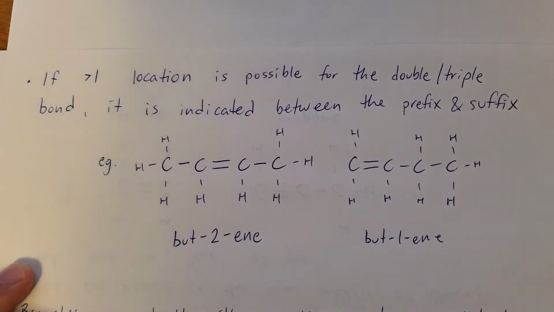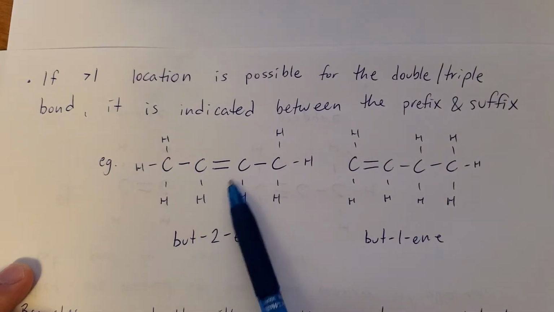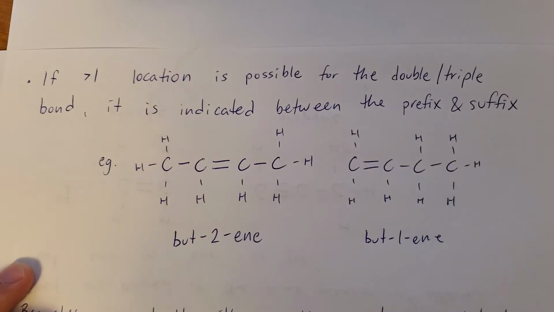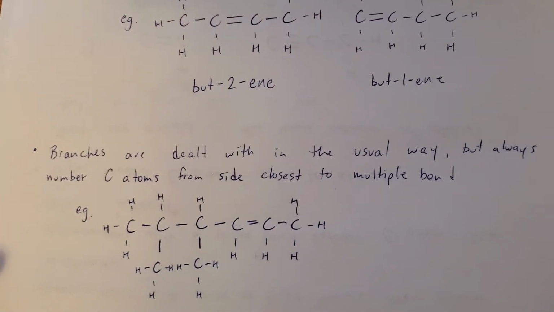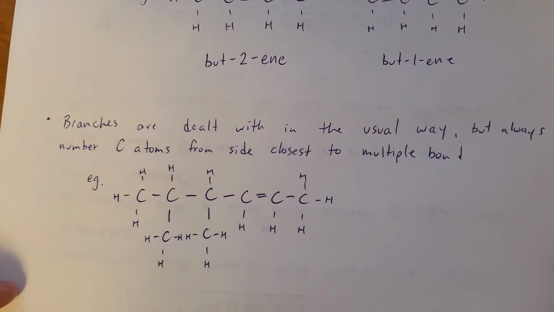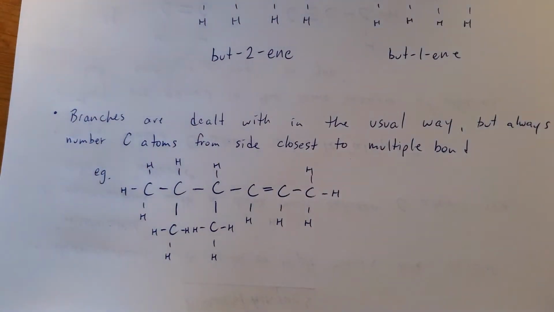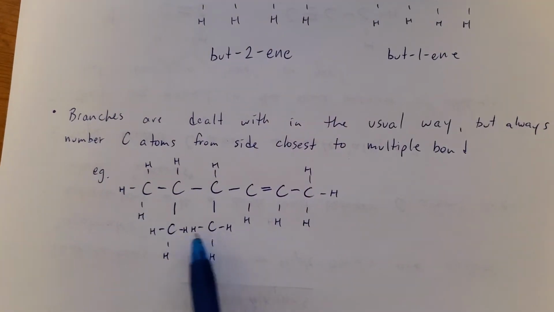The same thing would happen if it was a triple bond. This would be but-2-yne. This would be but-1-yne. Branches are dealt with in the same way, but there's actually a nice rule that always holds true. You start numbering atoms from the side closest to the multiple bond. So I've got this structure here. Looks like I have 2 methyls. We know how to deal with that.